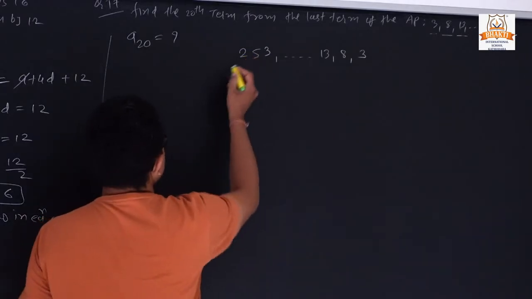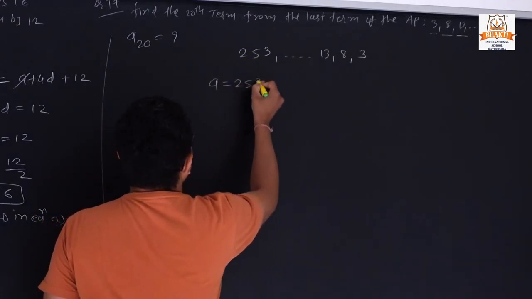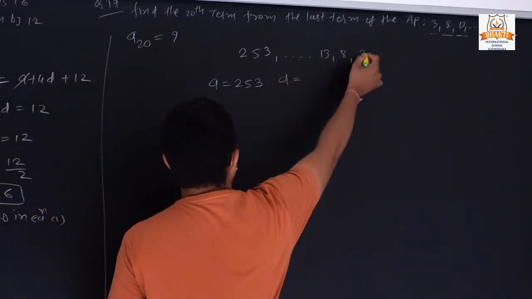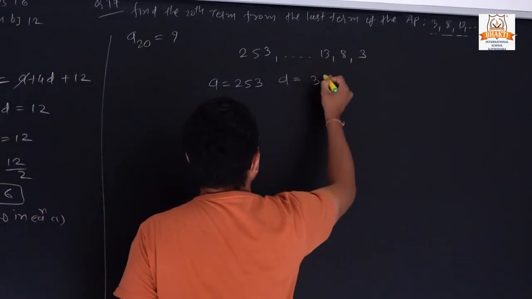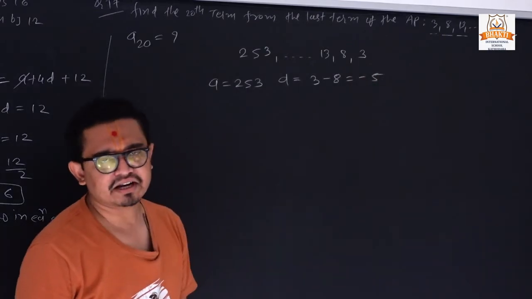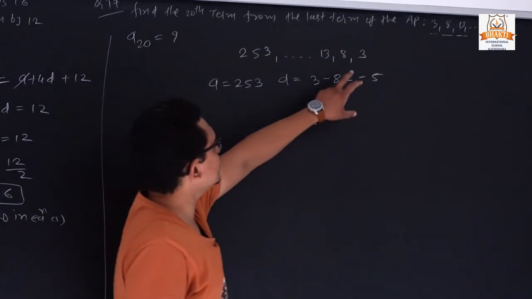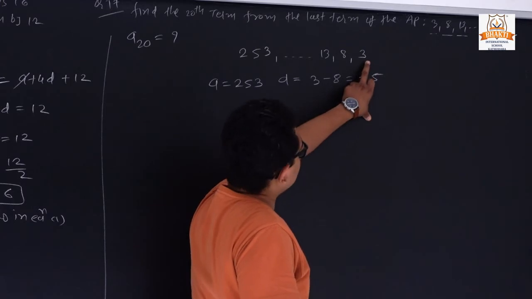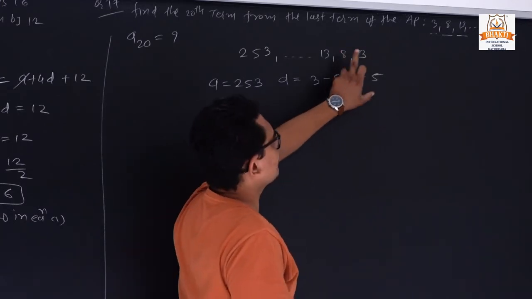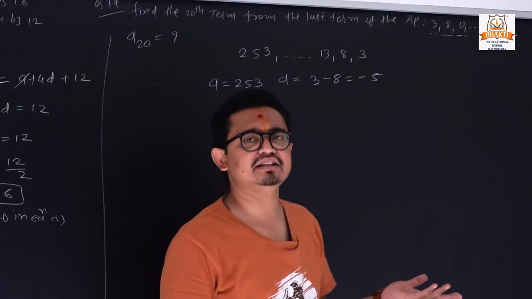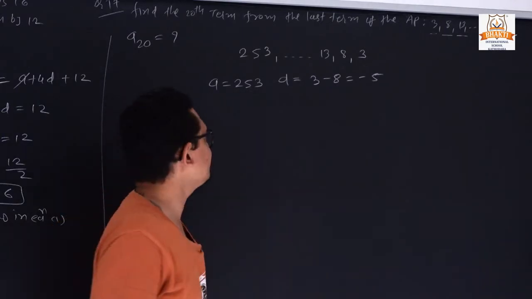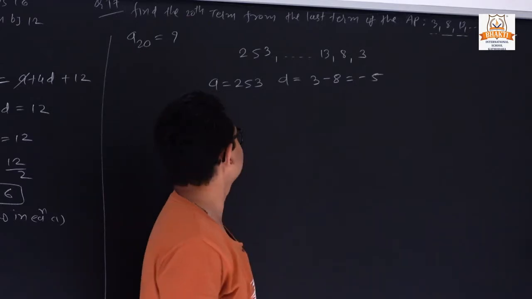So first of all, what is our first term? 253. And how can we find the difference? Any of the last, 3 minus 8, so it is minus 5. Because we can find the difference by using the second term minus first term. Here we are starting from last, because the difference will remain the same. We can take the difference from the first two terms or last two terms. The difference will remain the same.